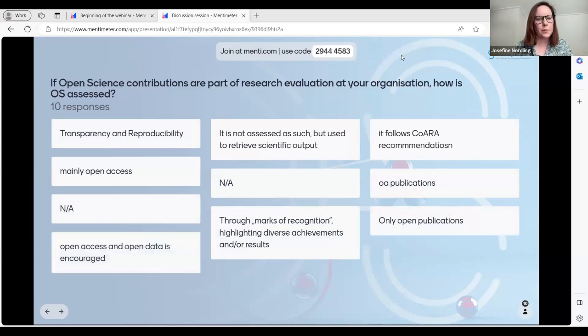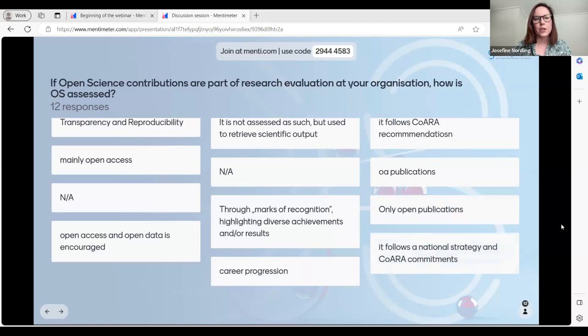I see quite many different inputs coming in. So in terms of how open science is being assessed at your organization, one says that it follows the CoARA recommendations. Open publications is encouraged and assessed. A national strategy and CoARA commitments. And transparency and reproducibility. It would be interesting to hear how this is concretely done at your organization.